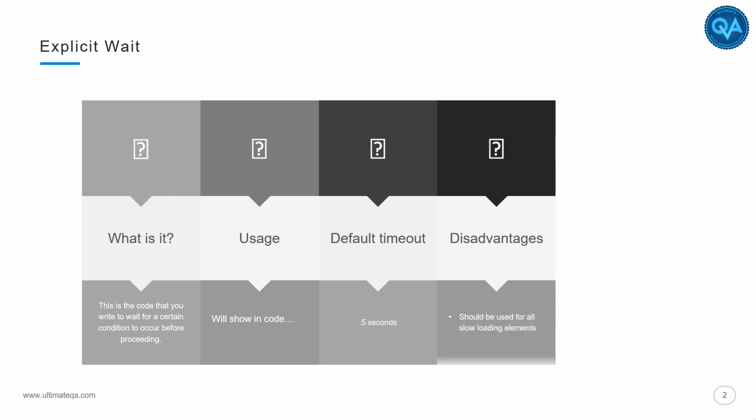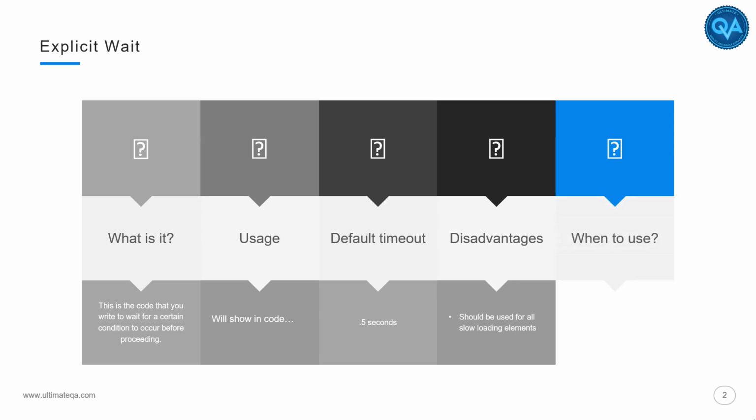The disadvantages of an explicit wait are that, well, it's actually only one: it should be used for all slow loading elements, which means that you might have a couple lines of code anytime you need a synchronization point, right? So whenever you're switching between different kinds of pages and you want to have a synchronization point, you need a couple lines of code that utilize an explicit wait. It's not a big deal because that is kind of required for you to avoid flakiness. However, it can obviously add a few lines of code to your code base.